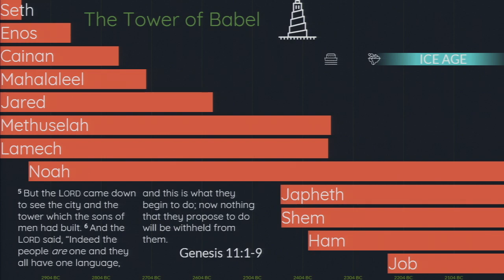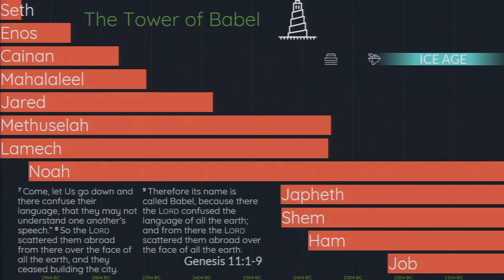Keep going though, 5 through 9 say this. But the Lord came down to the city and the tower which the sons of men had built. And the Lord said, indeed, the people are one, and they all have one language. And this is what they begin to do. Now, nothing that they propose to do will be withheld from them. Come, let us go down and there confuse their language, that they may not understand one another's speech. So the Lord scattered them abroad from there over the face of all the earth, and they ceased building the city. Therefore, its name is called Babel, because the Lord confused the language of all the earth, and from there the Lord scattered them abroad over the face of all the earth.